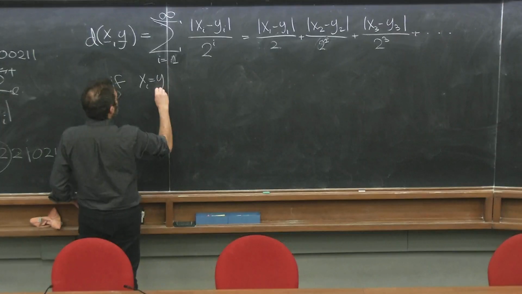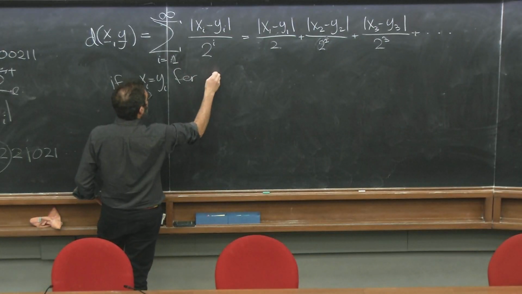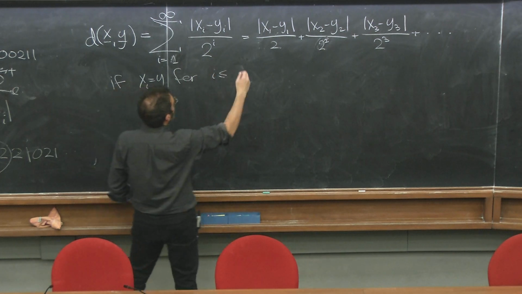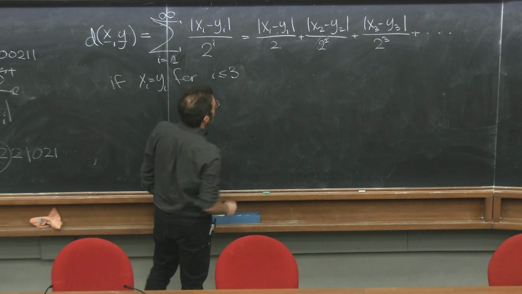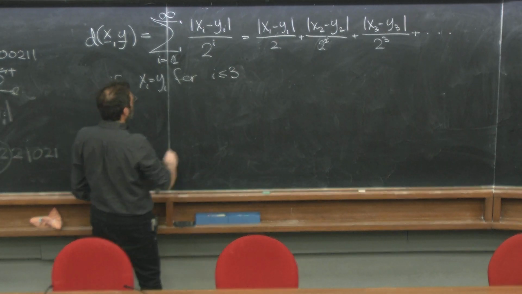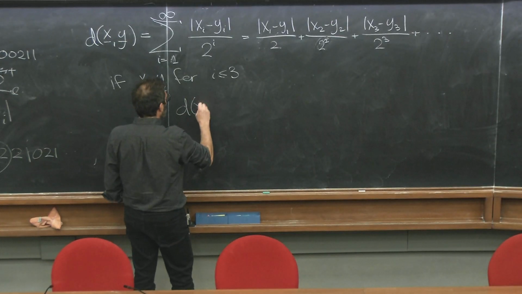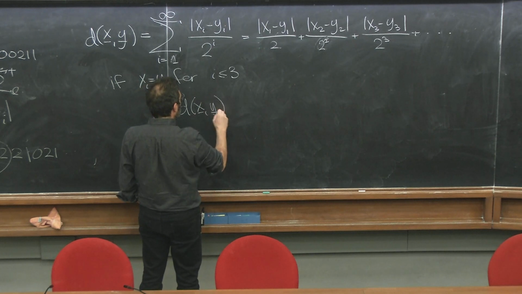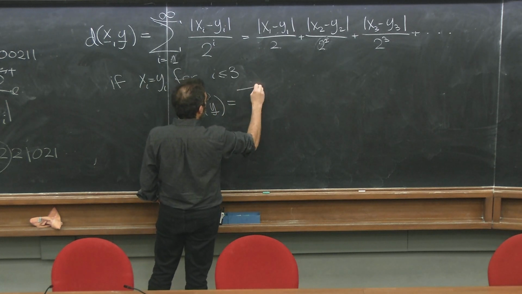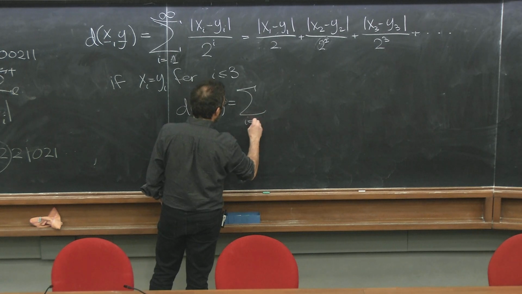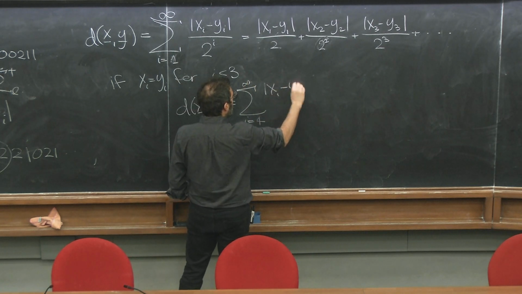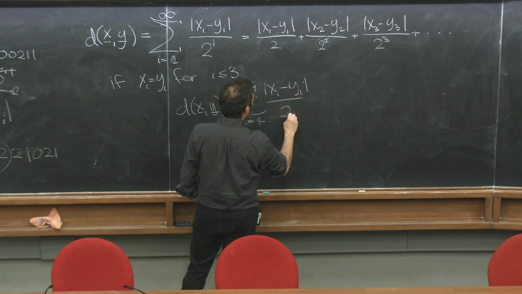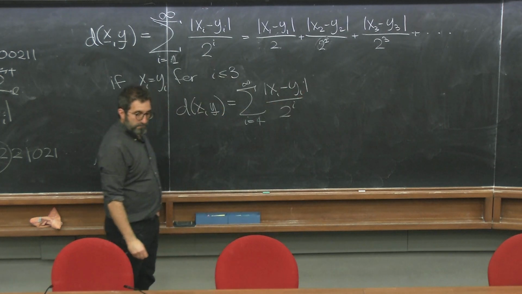So if xi equals yi for, let's say, i less than or equal to 3, for example, then this means that the distance between x bar and y bar will be equal to the sum from i equals 4 to infinity of |xi minus yi| over 2 to the i.